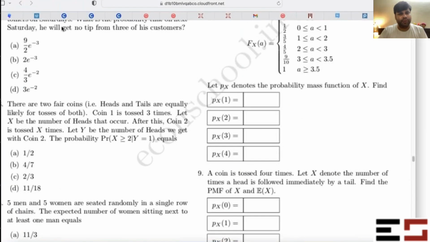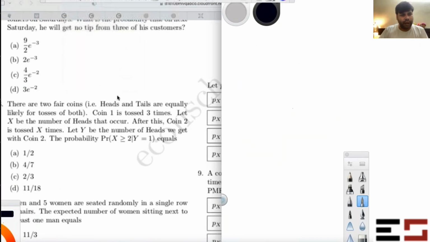So why don't you do this also? Please note that x greater than or equal to 2 is an event. Y equal to 1 is also an event. You know what conditional probability is. So whatever we have done so far, you can use that to actually answer this question.